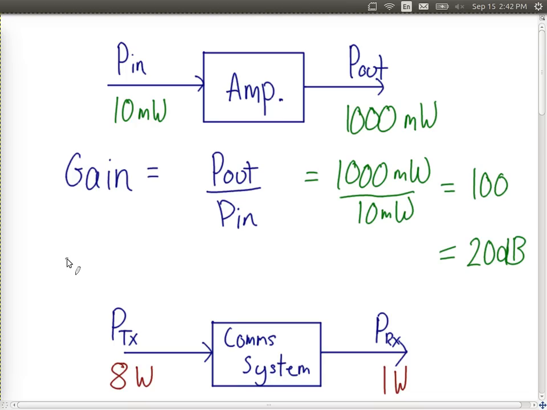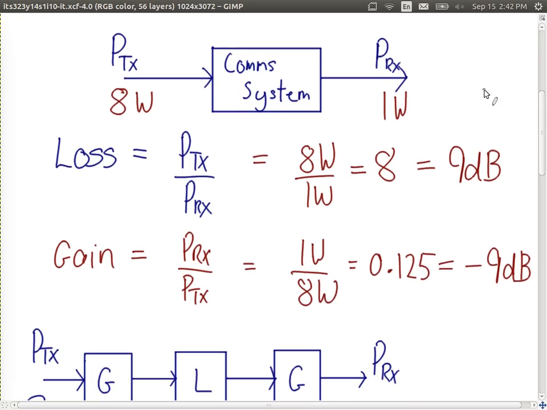We also introduced the concept of loss. We have a communication system. We transmit some signal with some power level, in our example 8 watts. At the receiver we receive at 1 watt. In absolute factors, the loss is a factor of 8. The received signal is 8 times smaller than the transmitted signal. We can convert that to dB, 10 times log base 10 of the factor of 8 gives us 9 dB. So we can say the loss is 9 decibels.